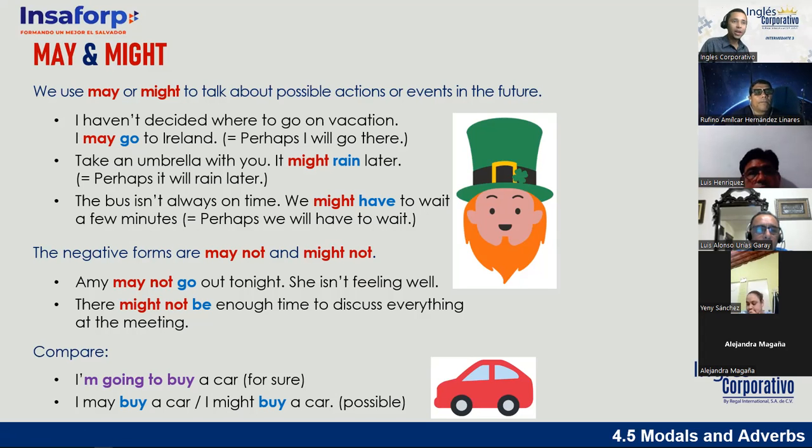Now, what about the negative form? The negative form is the same that we studied a few minutes ago. The negative forms are may not and might not. You have two examples. Amy may not go out tonight. She isn't feeling well. Second example, there might not be enough time to discuss everything at the meeting.